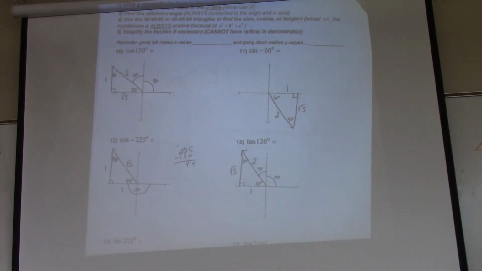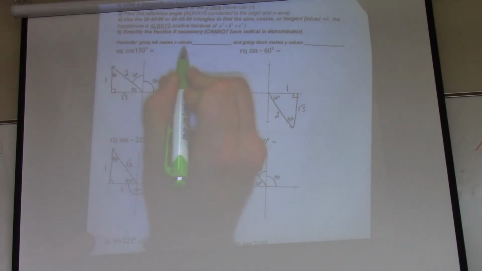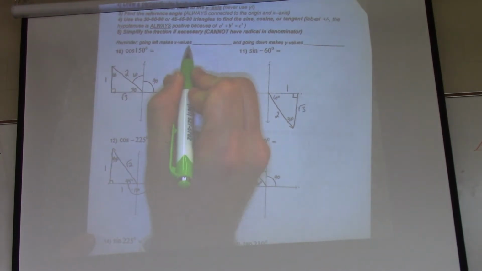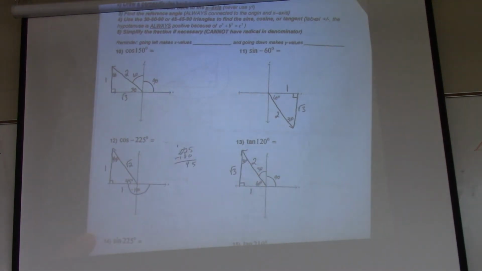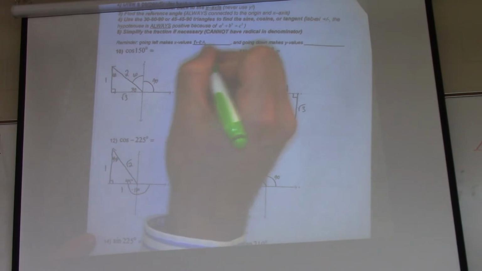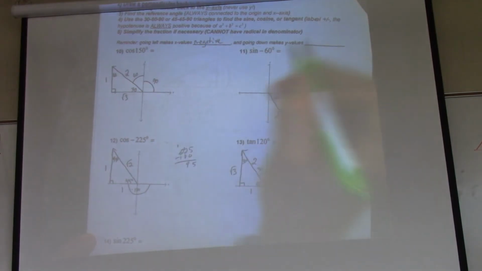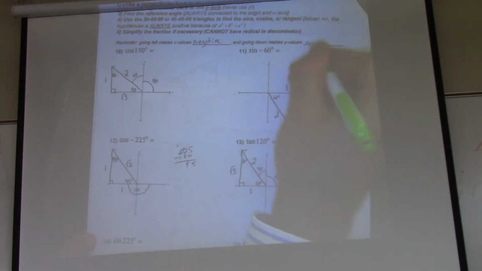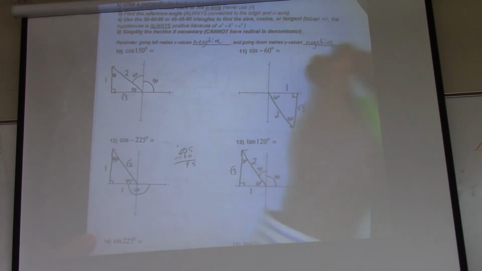Now, remember, what did I say in the previous page? If you're going left, it makes x values what? If you're going left, the x values are negative. And similarly, if you're going down, the y values are negative. So, let's just go through, and anytime you see left or down, it has to be negative as well.